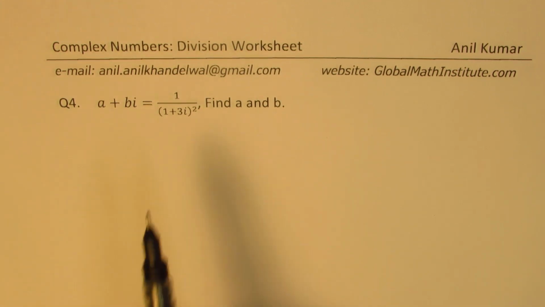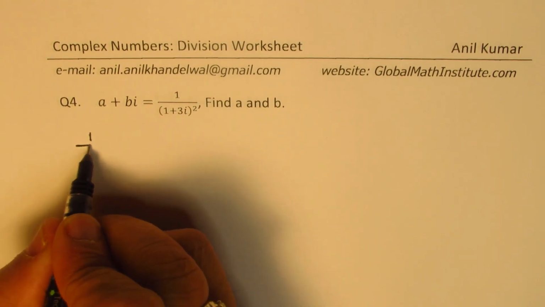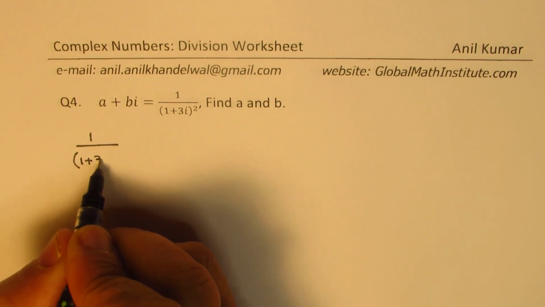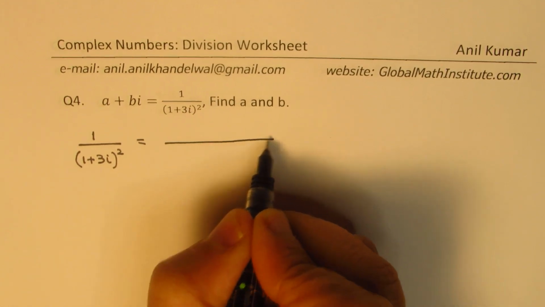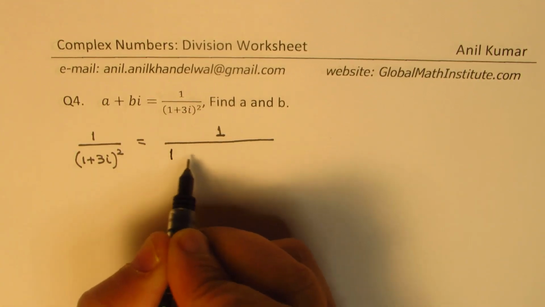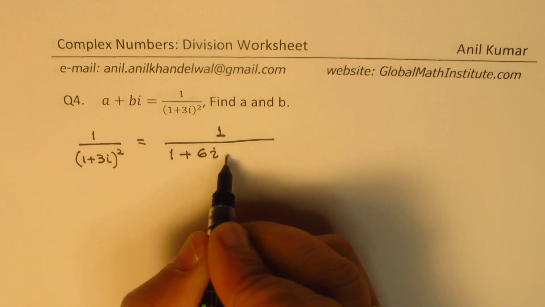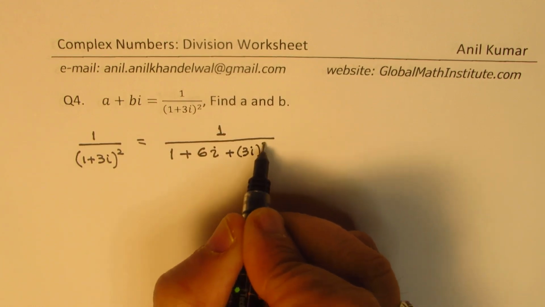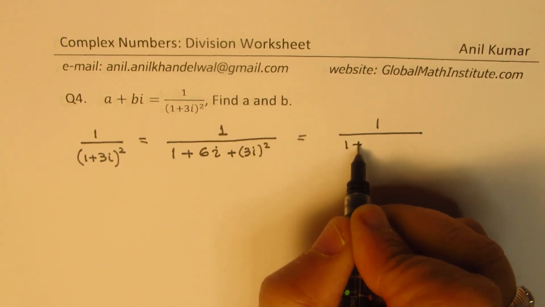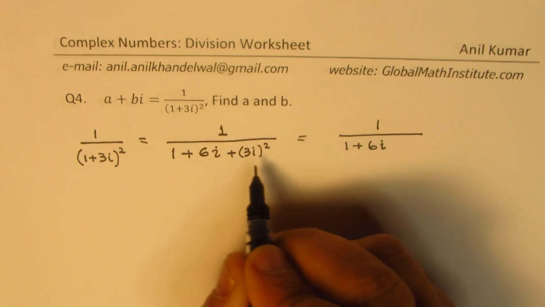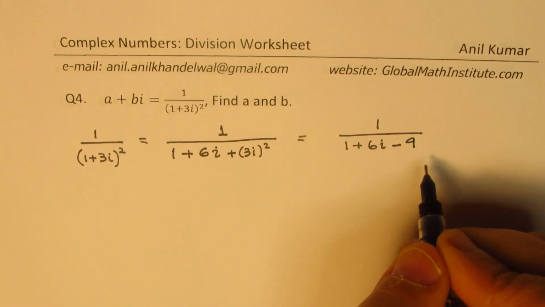And this time we have square in the denominator. So let's work with this complex number 1 plus 3i whole square. So we'll just expand the denominator, keeping the numerator as 1. So what we get here is 1 plus 6i plus 3i square. Okay. So that gives you 1 over 1 plus 6i, and this is 9i square with a negative sign now since i square is negative, so minus 9.